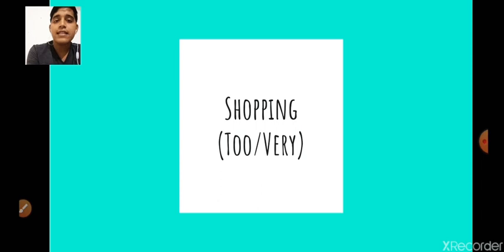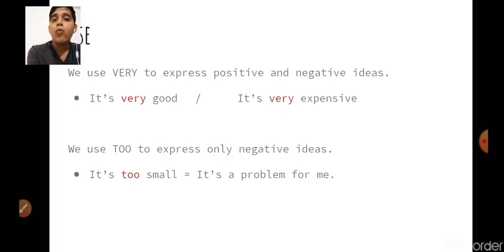Now let's go for the last topic of this unit number 4, shopping, and the words too and very. So we use very to express positive and negative ideas. Okay, for example, it's very good or it's very expensive. We have two different ideas with two different meanings. It's very good means something that is positive, and it's very expensive.